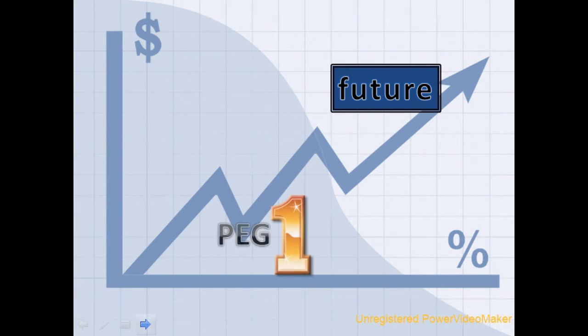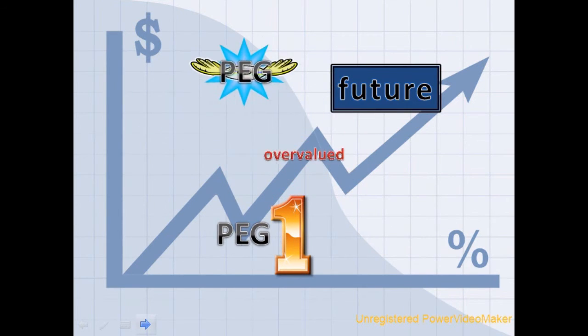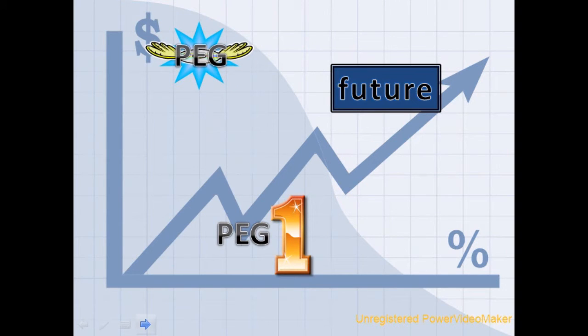If PEG is around 1, the company is considered fairly valued. If the PEG is much higher than 1, the valuation may be too high. Otherwise, a PEG below 1 indicates an undervalued company.